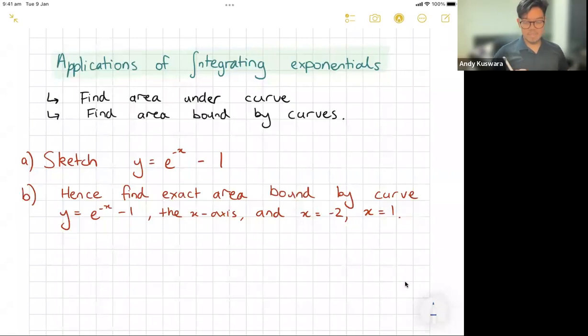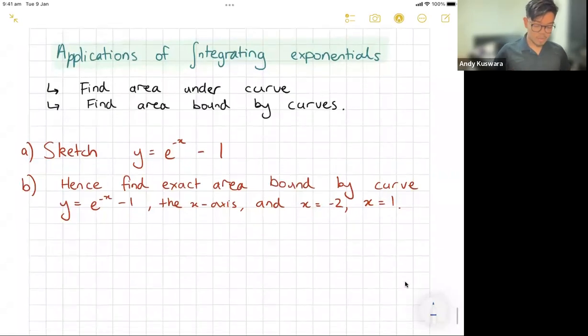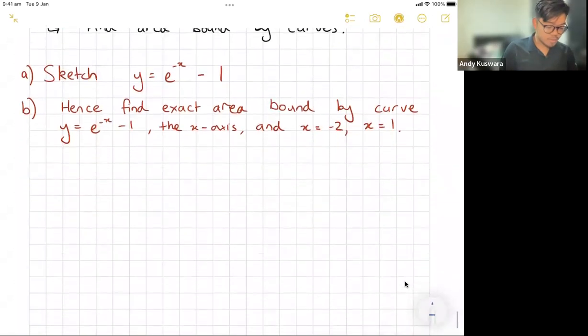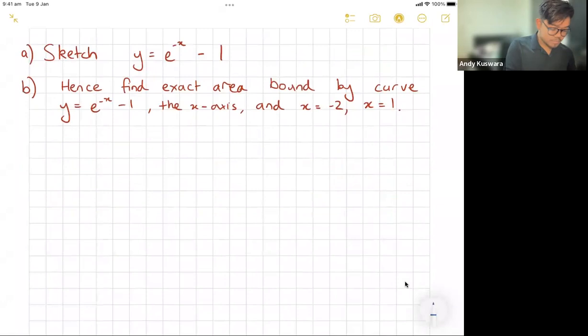Okay, so here's an example of how one question may go. And I think one example should be enough. They'll often ask you to sketch. And even if they don't ask you to sketch, do me a favor, sketch it. And then hence find the exact area, and I'll show you a really quick example. If you're in class, I'm not going to tell you how to do the sketch, you're just going to have to do this on your own.